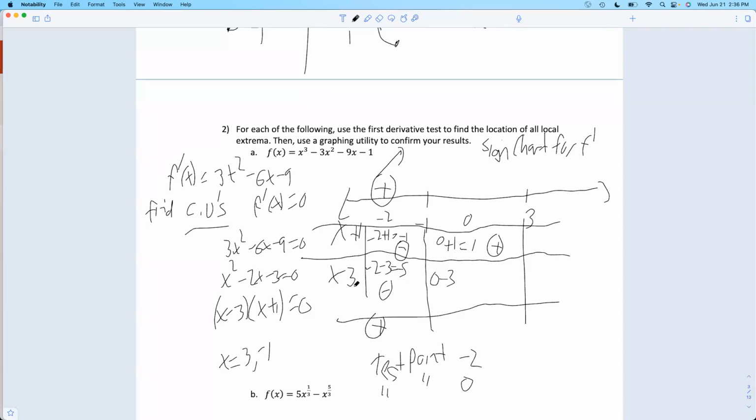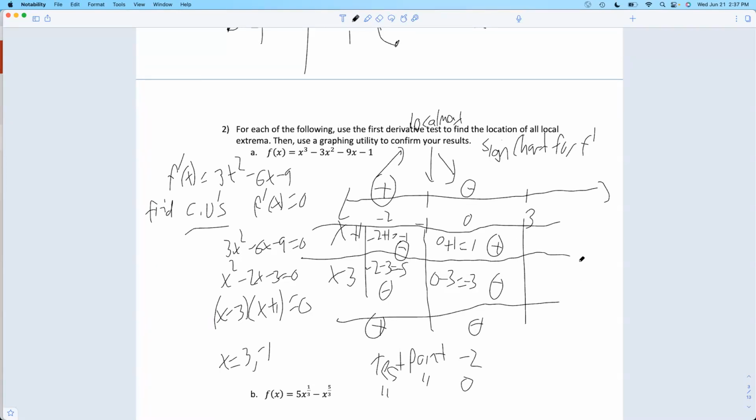0 minus 3 would be -3. Don't care what the number is, it's a negative. Any negative times a positive is a negative. My derivative is negative in this entire region. That means my graph is going downhill in this region. So my graph went from going up to down. I've got myself a local max right here at -1.